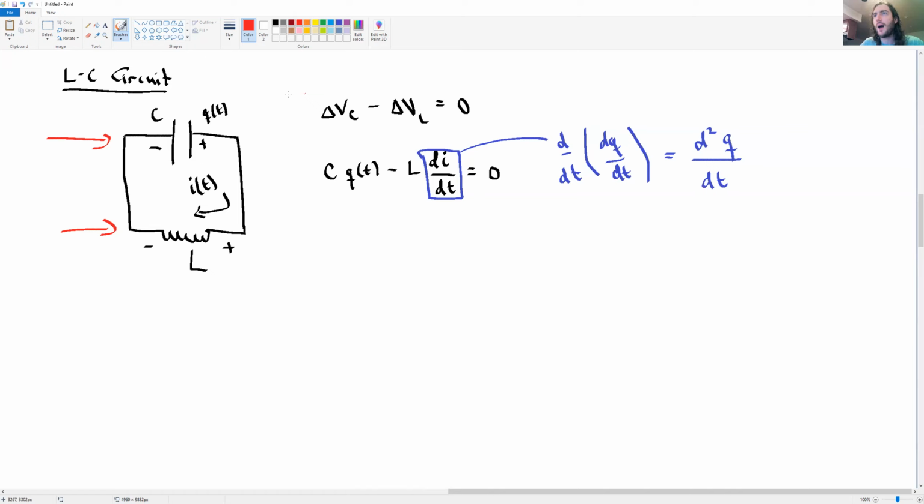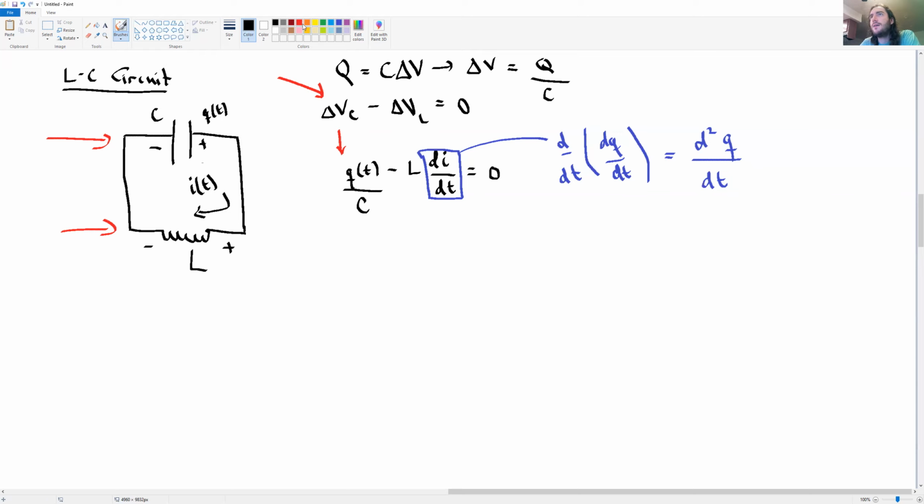We can see that by applying Kirchhoff's voltage law. The voltage across the capacitor minus the voltage across the inductor has to equal 0. Then we substitute in what these quantities are. The voltage across a capacitor is its charge divided by its capacitance. Q equals CV. Q equals C times delta V. And if we solve this for delta V, we see delta V is Q over C. And so we've plugged that in here with a lowercase q because it varies with time.